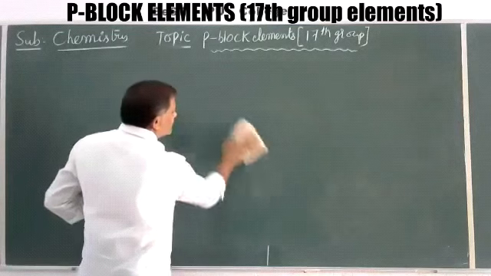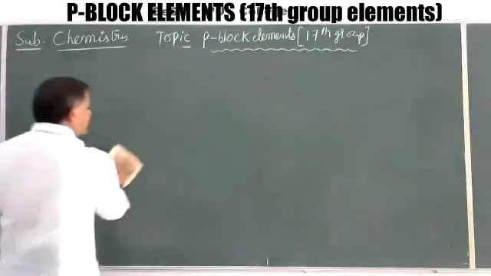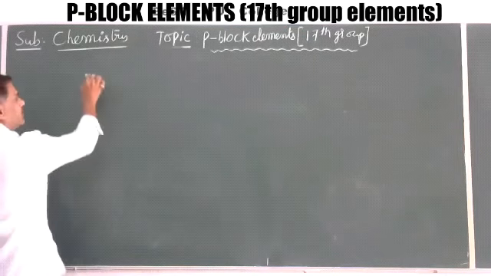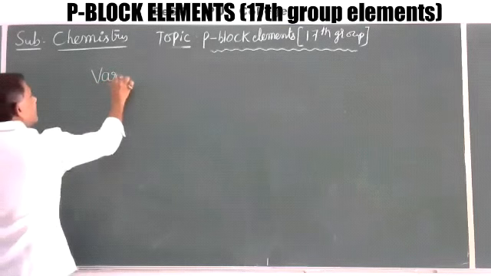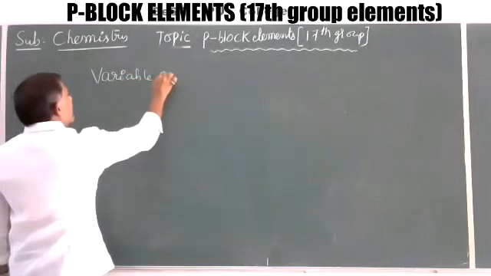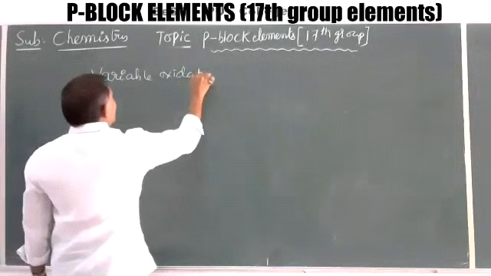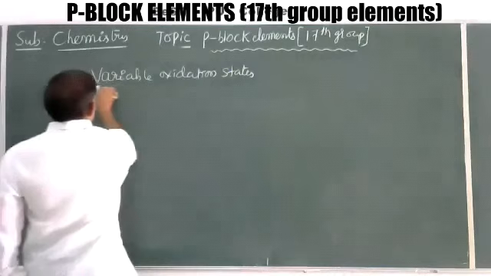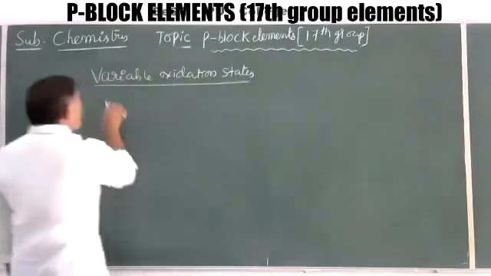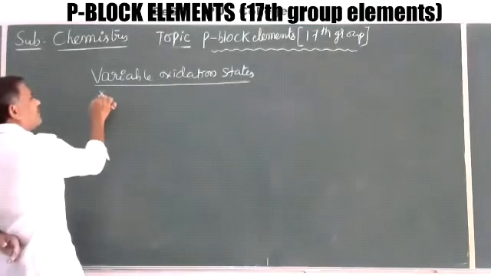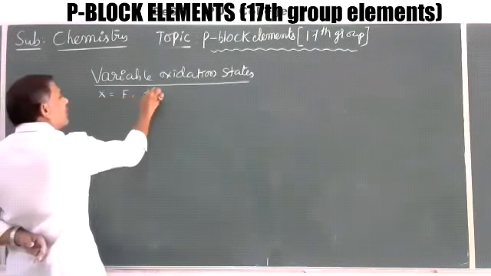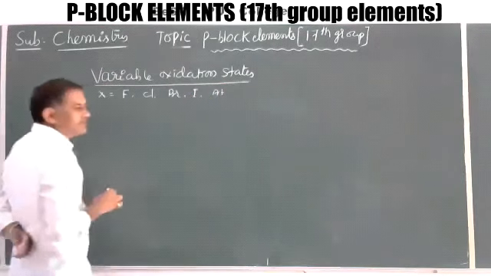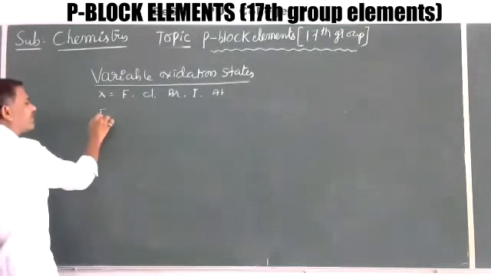Now another important point is the variable oxidation states of halogens, the 17th group elements. The 17th group elements are fluorine, chlorine, bromine, iodine and astatine. So the first element is fluorine.